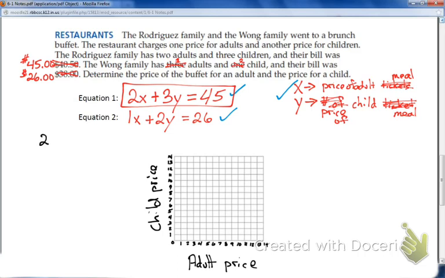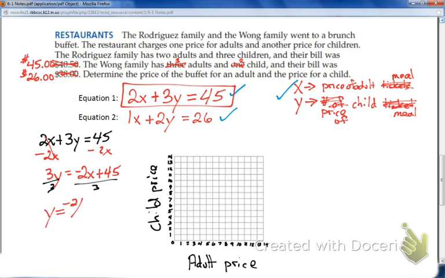So I'm going to have 2x plus 3y equals 45. We're going to subtract the 2x on both sides. So 3y equals negative 2x plus 45. And then we'll divide everything by 3. So our red equation is y equals negative 2/3 x plus 45 divided by 3 would be 15.